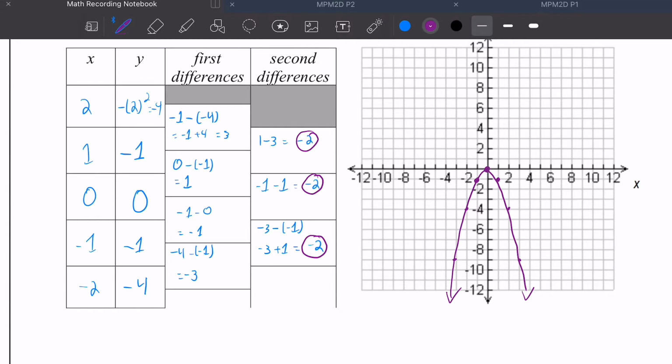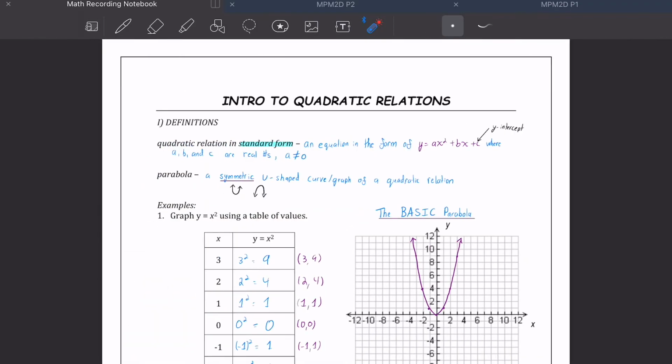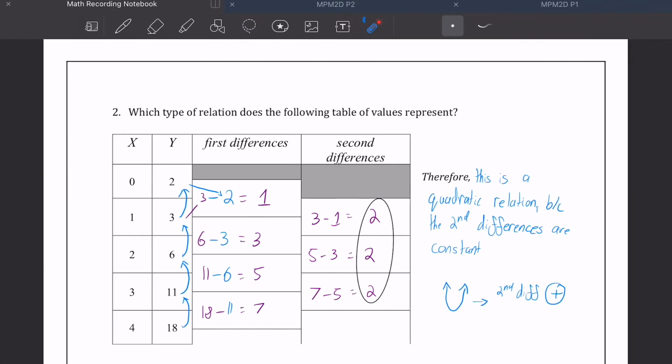So when you have a negative a, it's going to open like this. It opens downwards. It's going to have a maximum point because nothing's going to be bigger than this point. But if you look up on the other one, where we had a being positive, it opens upwards. Everything goes bigger. And this here is what we call a minimum. We'll move more into that in a minute.